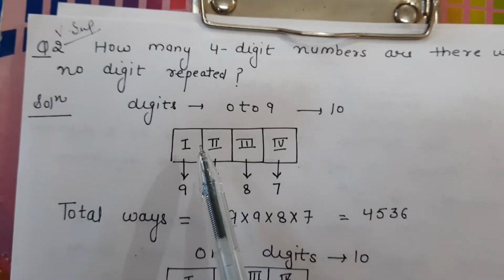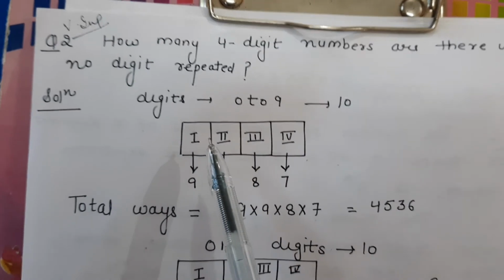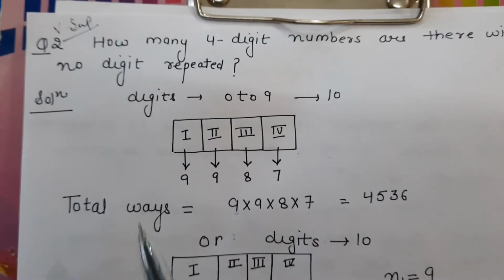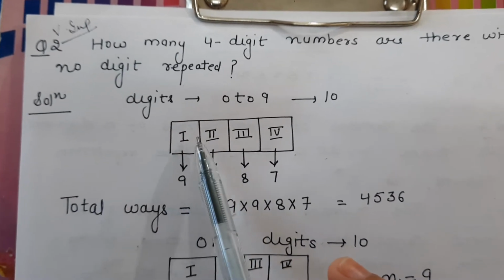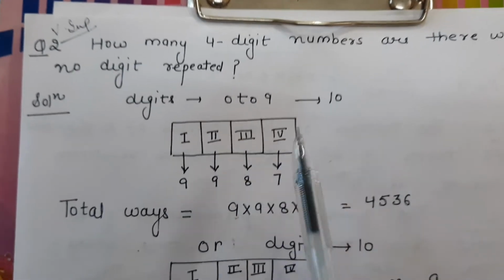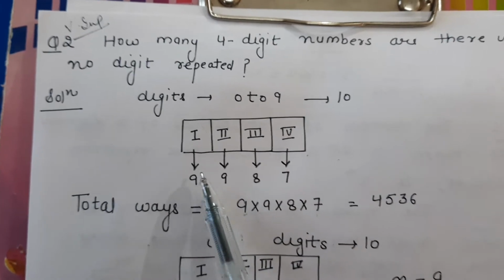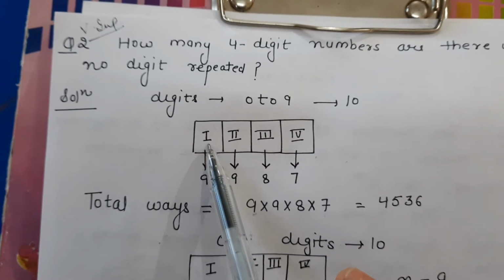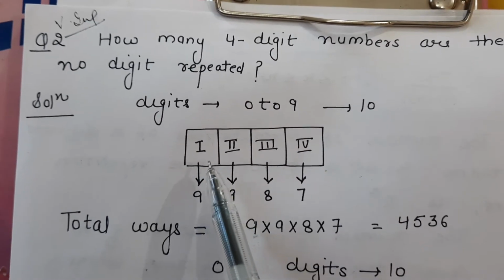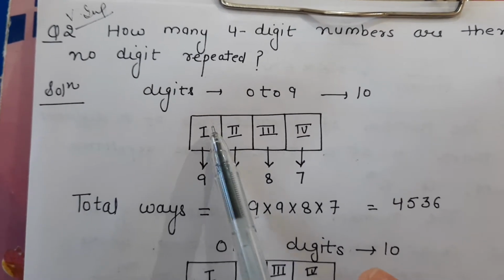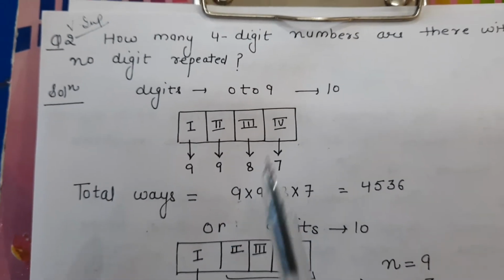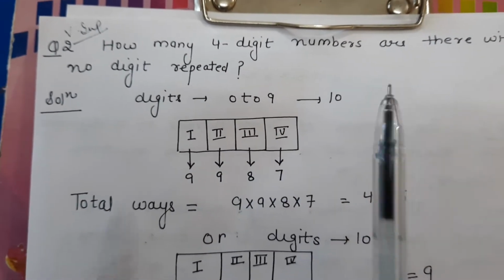Now look here. As you have to form a 4-digit number, you cannot take 0 here, because if you take 0 here, it will become a 3-digit number. So the number of ways in which this place can be filled is 9. Whenever we have a restriction on any place, we'll start from that place. As we cannot take 0 here, this place can be filled in 9 ways. But you can take 0 anywhere here.